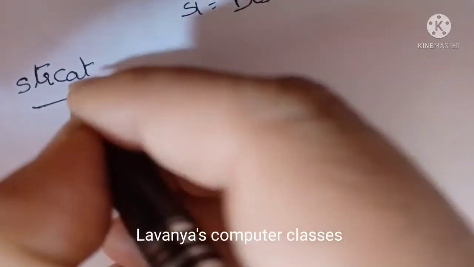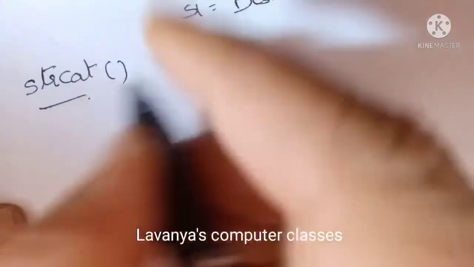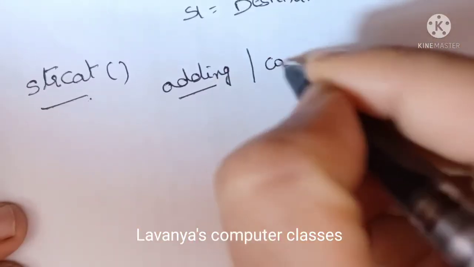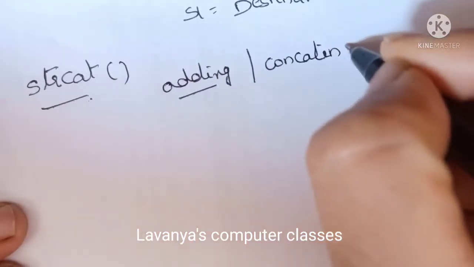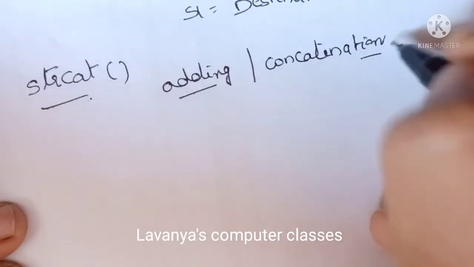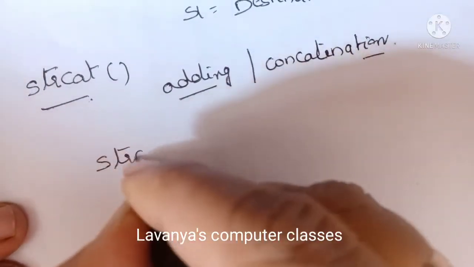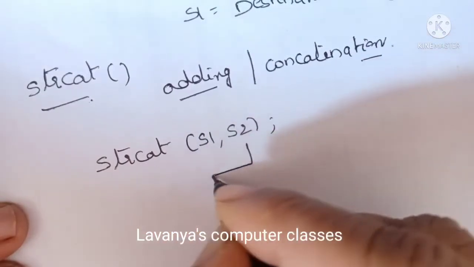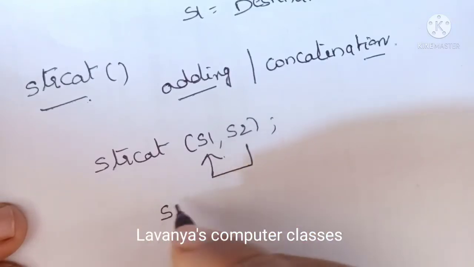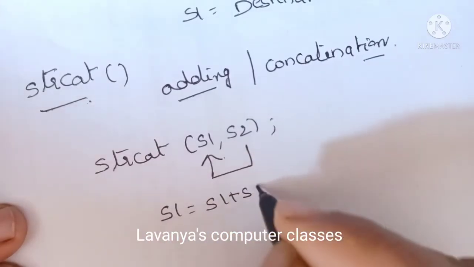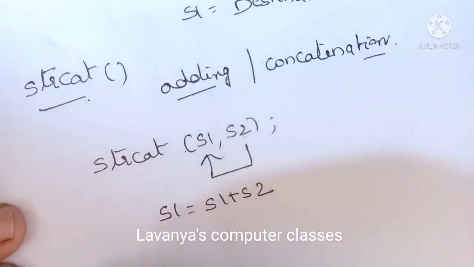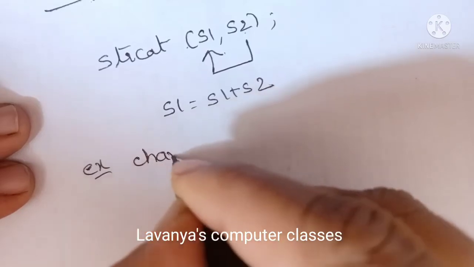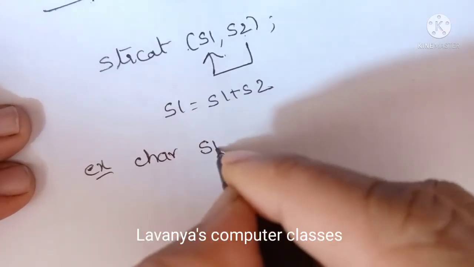Next function is strcat. Cat means concatenation. Str means string. Concatenation of strings, adding of strings, combining the strings. Anything like this is known as concatenation. Syntax is, here also we need two parameters. strcat s1 comma s2, s2 is added to s1. S1 equal to S1 plus S2. S1 contains its own value plus S2 value is also added to S1.